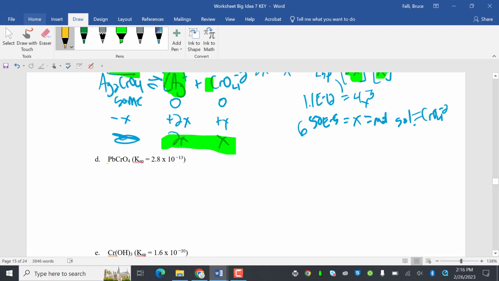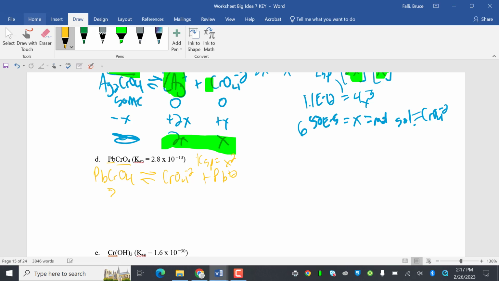PbCrO4. Do you see how I have one lead and one chromate? One lead and one chromate means Ksp equals x squared, right? And I can do that right away. So you will see these as multiple choice questions. I don't know why I'm doing the order a little different in this one, but that's okay.